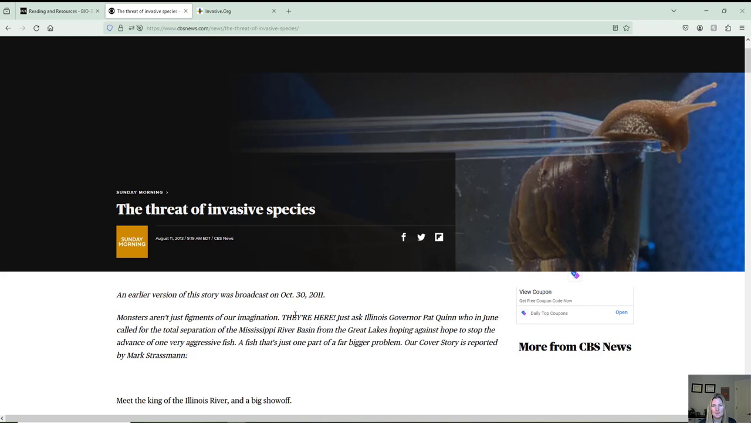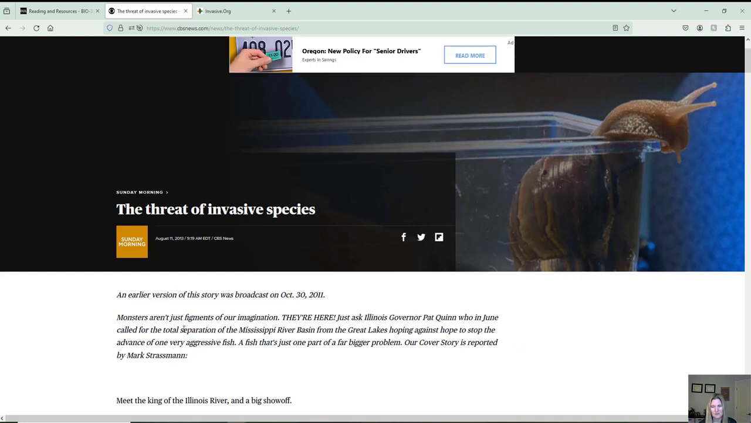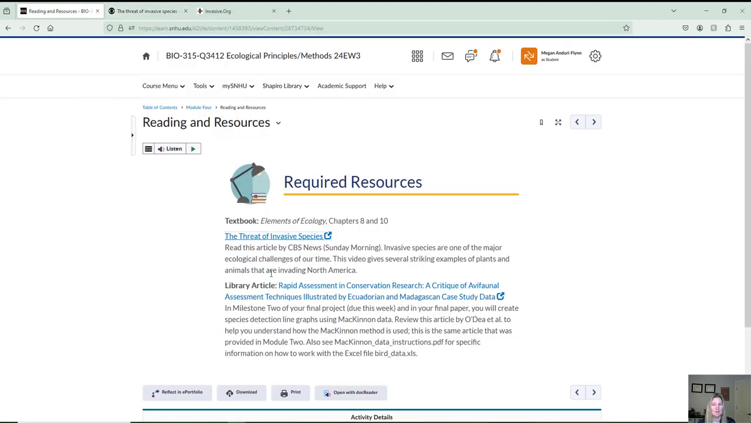But anyway, you can read this article. It goes into, what is it called? The Asian carp, and how that Asian carp is just destroying basically the biodiversity in the Mississippi River Basin and the Great Lakes. So this will give you kind of a background of how destructive invasive species are on a natural habitat.